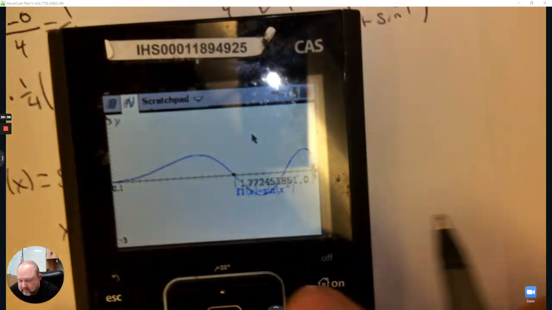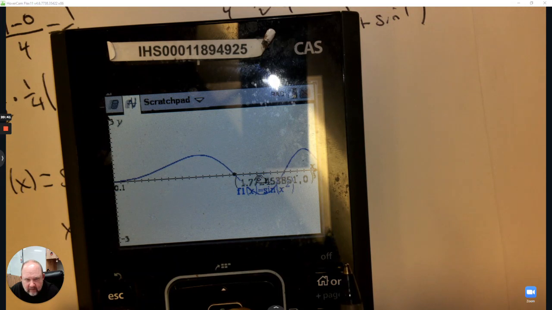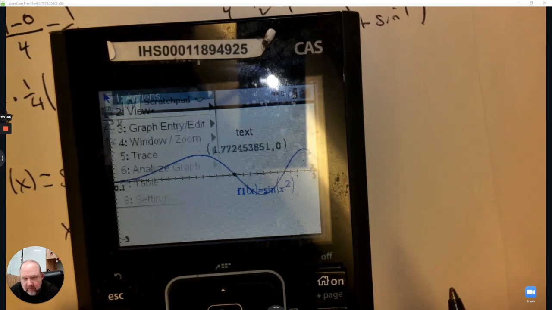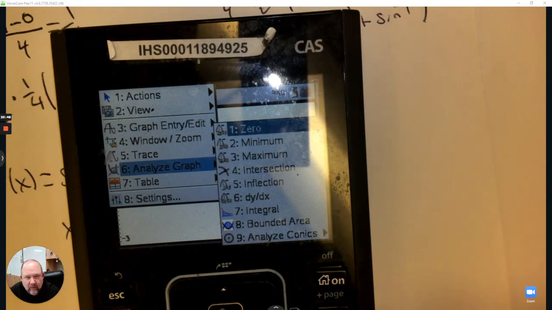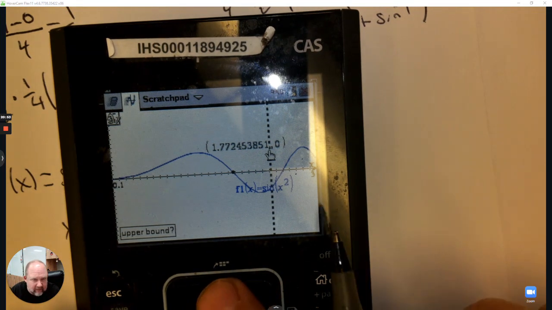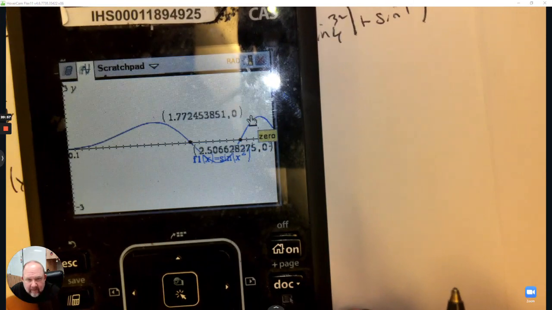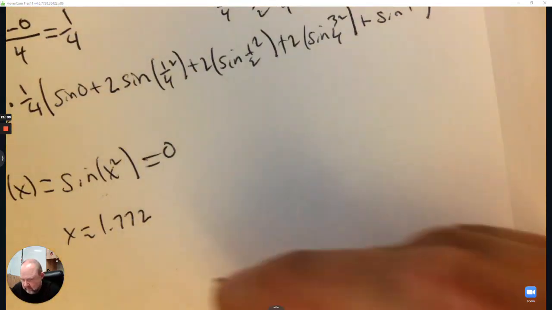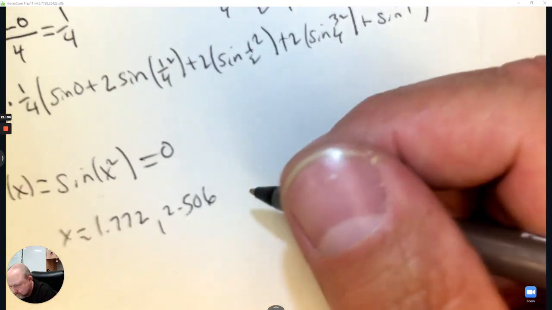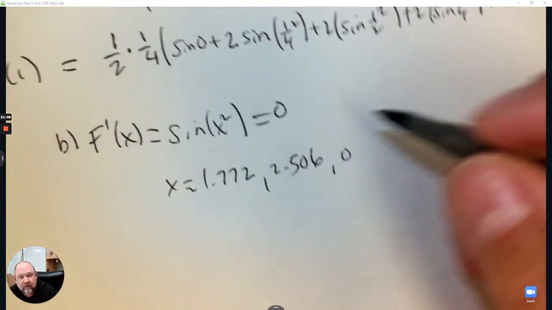All right, the next one, I'm going to do it again. I'm going to move this out of the way. So again, I'm going to go menu, analyze 0. I'm going to move it to the left and then the right so I can see again that next one of intersection. So that's 2.506. And 0 also gives me it.